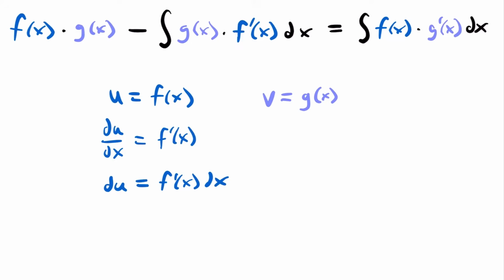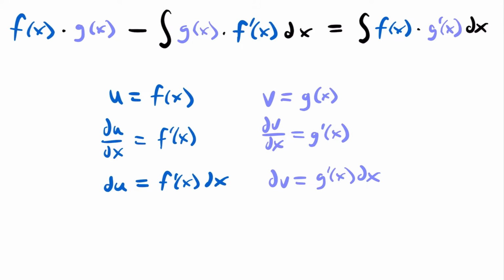And then if we take the derivative of v with respect to x, we'll have dv dx is equal to g prime of x, and multiplying both sides by dx here will give us that dv is equal to g prime of x times dx. And now we can use u, v, du, and dv to rewrite this expression into a simpler form, which will give us the typical formula that is used for integration by parts.